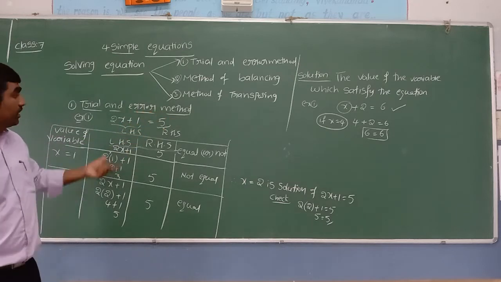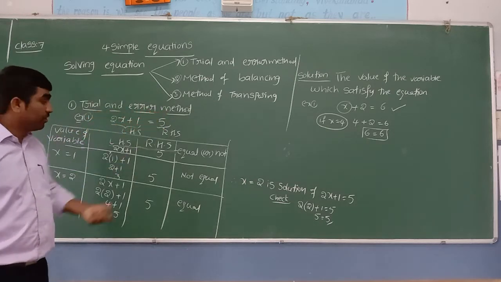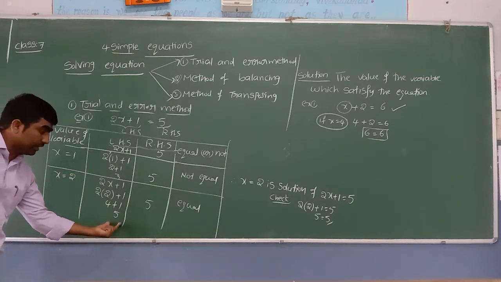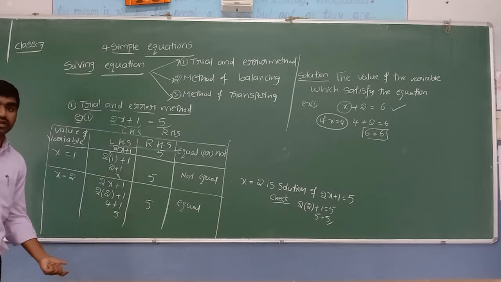Let me repeat once. In the trial and error method, we are going to substitute different values of the variable until we get LHS and RHS both equal.